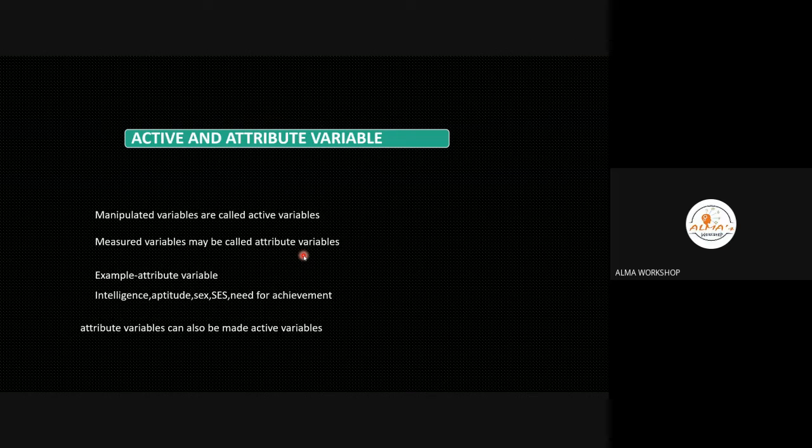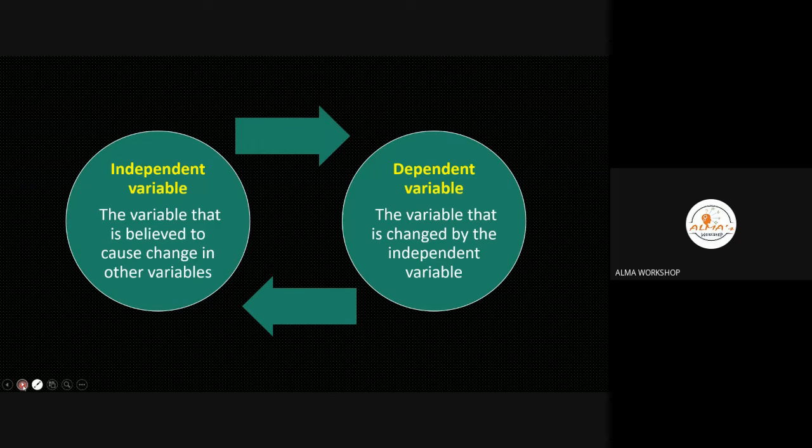When you do any experiment, you can measure these variables. So such variables are called attribute variables. Attribute variables can also become active variables. Active variables are otherwise called manipulated variables. Manipulated variables are otherwise called independent variables. All this you need to understand.